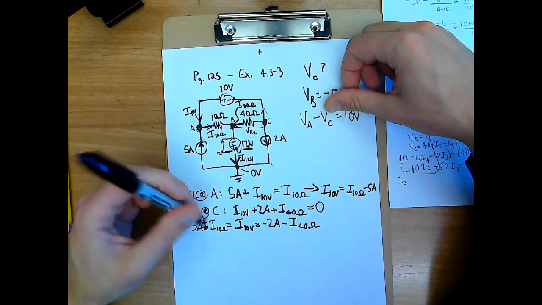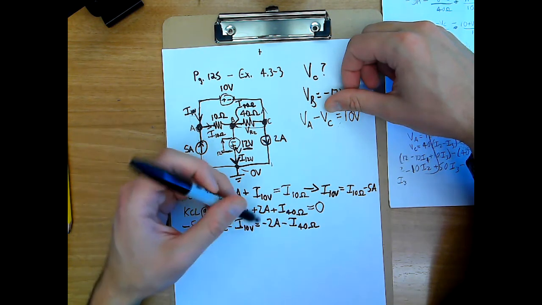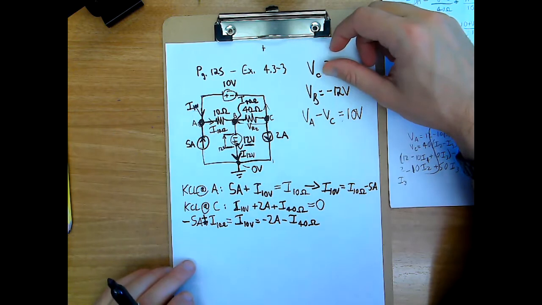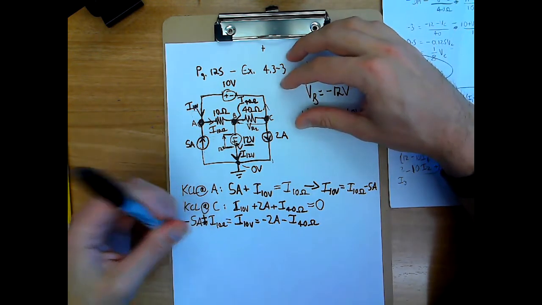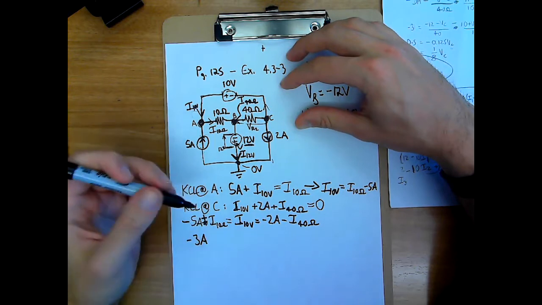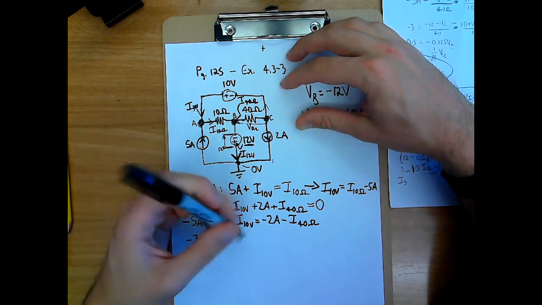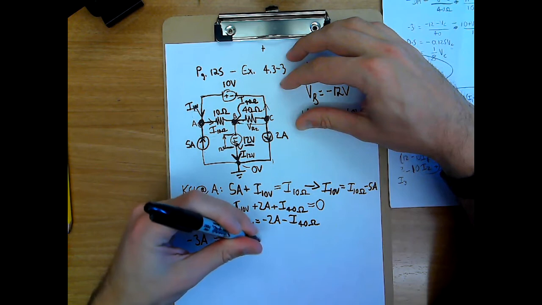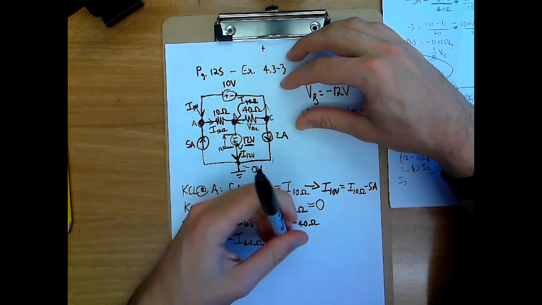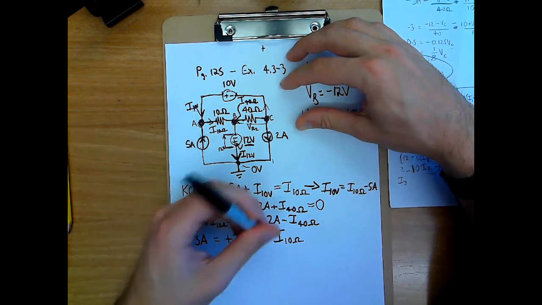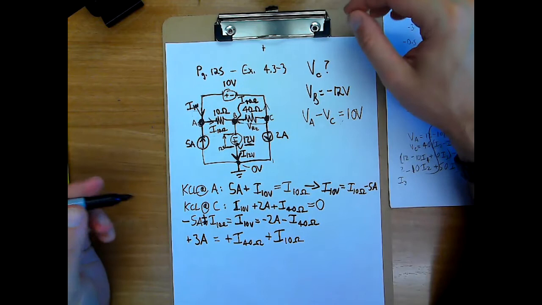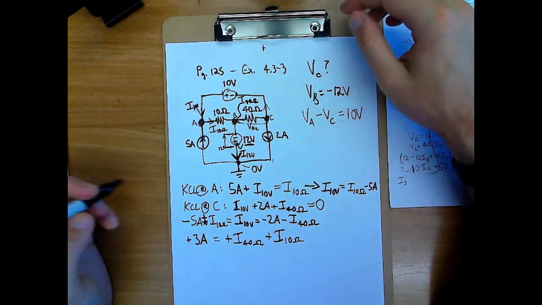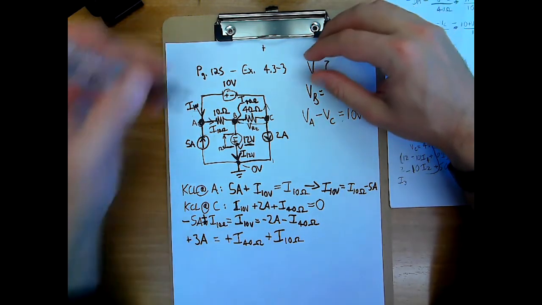So negative 5 amps plus I10Ω equals I10V equals negative 2 amps minus I40Ω. Cool. All right, so this isn't that helpful in the grand scheme of things. I guess I can simplify this and get negative 3 amps equals negative I40Ω minus I10Ω. Cancel out the negatives and get that. But I need to put these currents in terms of node voltages if I'm ever going to get something out of this. So let's do that.